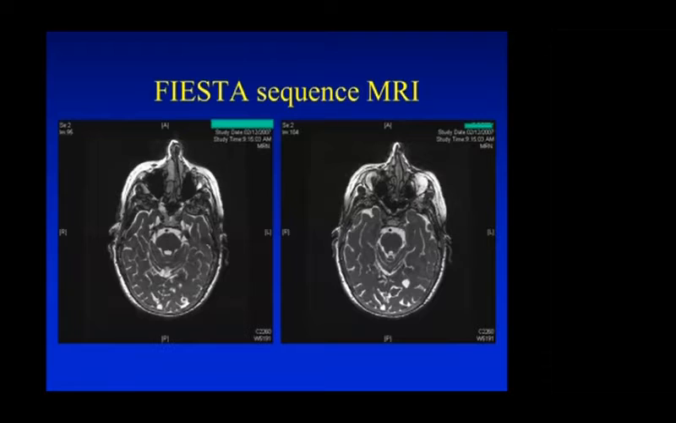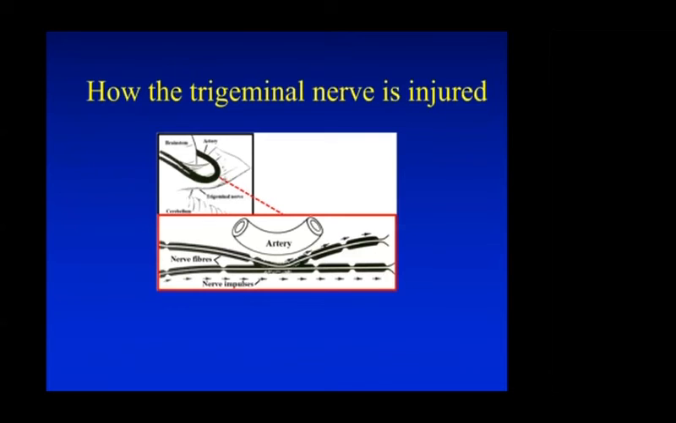And so we get MRI scans in patients to both determine if a blood vessel is touching the nerve, as well as to determine whether or not the patient has any rare situations that could cause trigeminal neuralgia. So how does the trigeminal nerve work when it is injured?